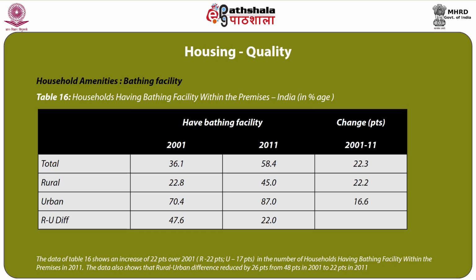Table 16. Households having bathing facility within the premises. In comparison of 2001 and 2011, we can see that the percentage change in points is 22.3 for total, 22.2 for rural and 16.6 for urban. Overall, the data of Table 16 shows an increase of 22 points over 2001, when rural was 22 points and urban was 17 points. In number of households having bathing facility within the premises in 2011, the data also shows that the rural-urban difference reduced by 26 points, from 48 points in 2001 to 22 points in 2011.